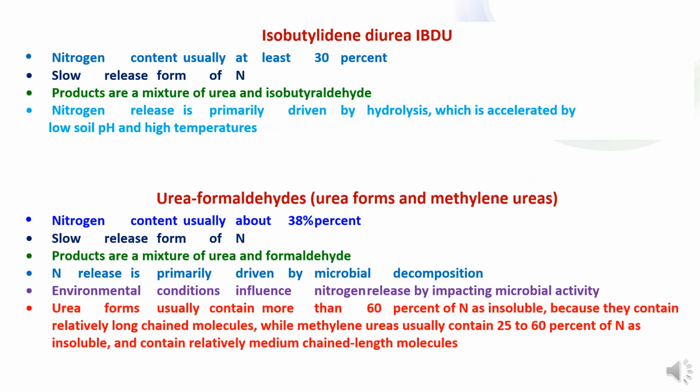Other slow release nitrogenous fertilizers are IBDU, isobutylidene diurea, which contains nitrogen up to 30%, and the next one is urea formaldehyde, which contains nitrogen 38%.